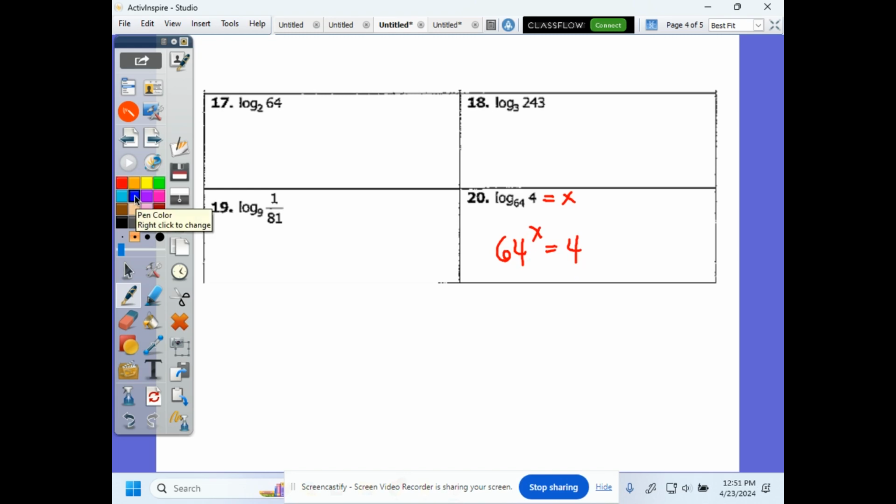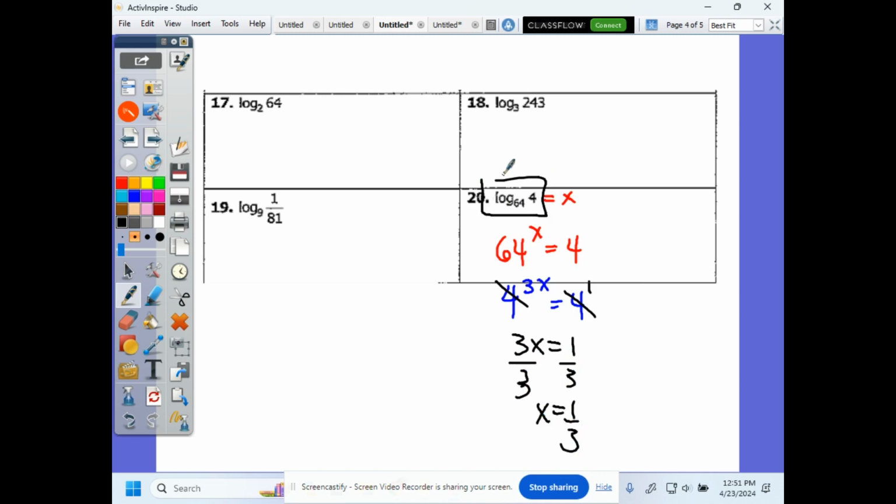I know that 64 is 4 to the third, x is equal to 4. Because 4 times 4 is 16, times 4 for the third time is 64. We know that the invisible exponent of the 4 is 1. You have the same base, cancel out, 3x equal to 1. So divide by 3 there. So therefore, x equal to 1 third. So the answer here is 1 third. And that's how you evaluate logarithm.